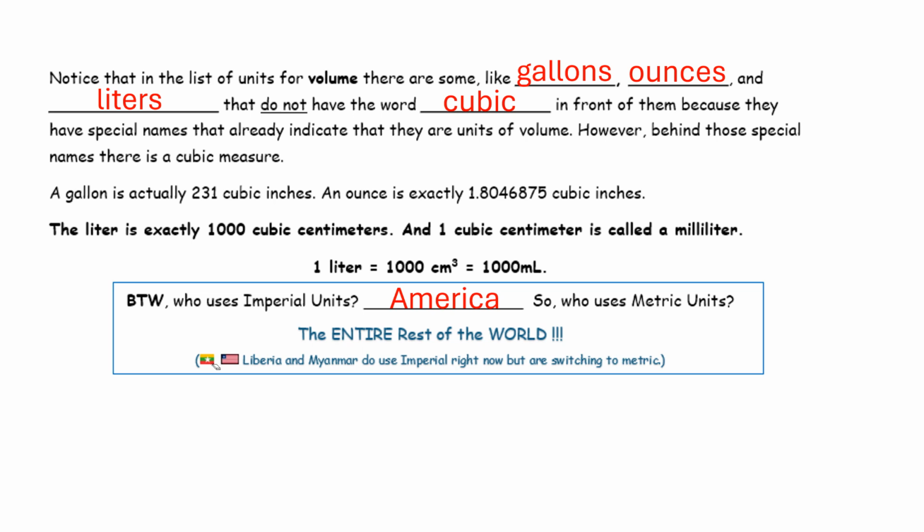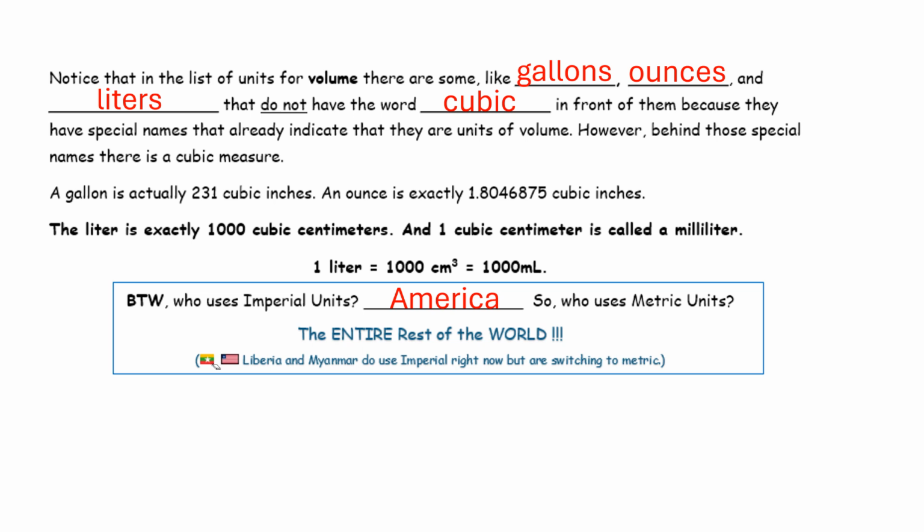12 inches in a foot, 3 feet in a yard, 5,280 feet in a mile. All these numbers that don't really necessarily come right to your mind immediately. So we're going to look at something about metrics, and that is that 1 liter is equal to 1,000 cubic centimeters, which is equal to 1,000 milliliters. So a liter is 1,000 milliliters.